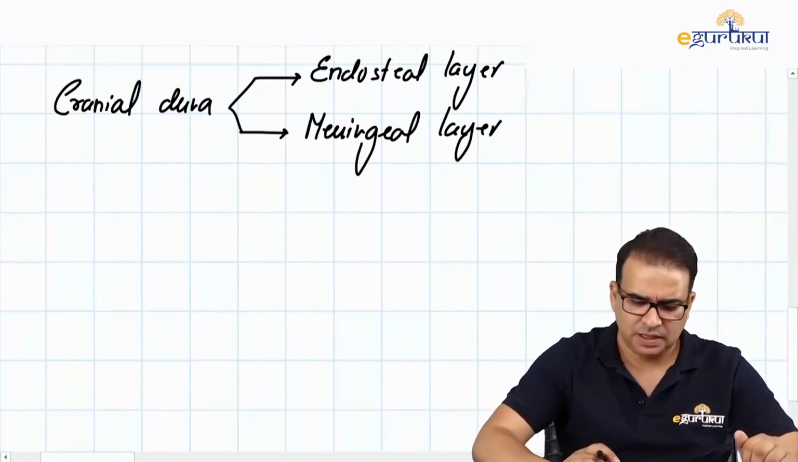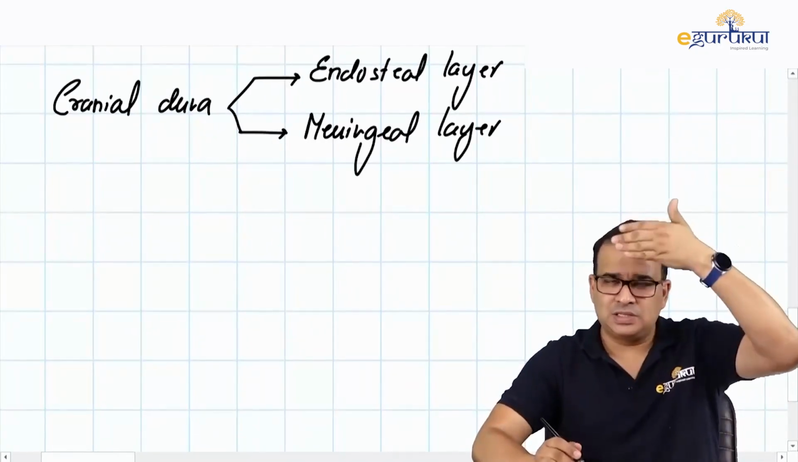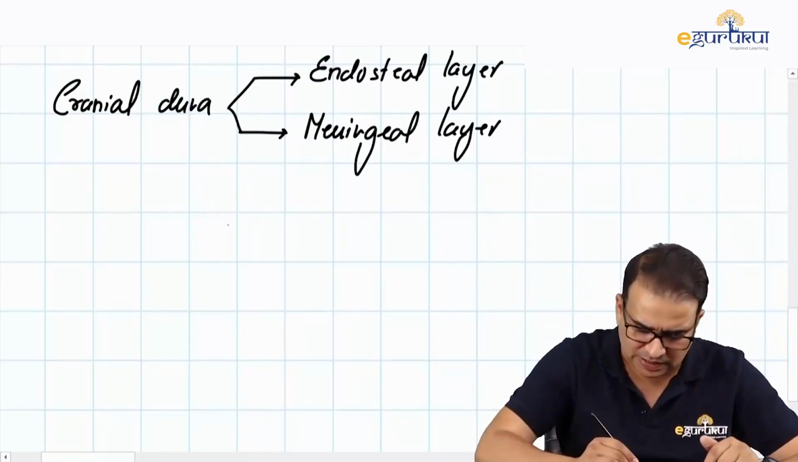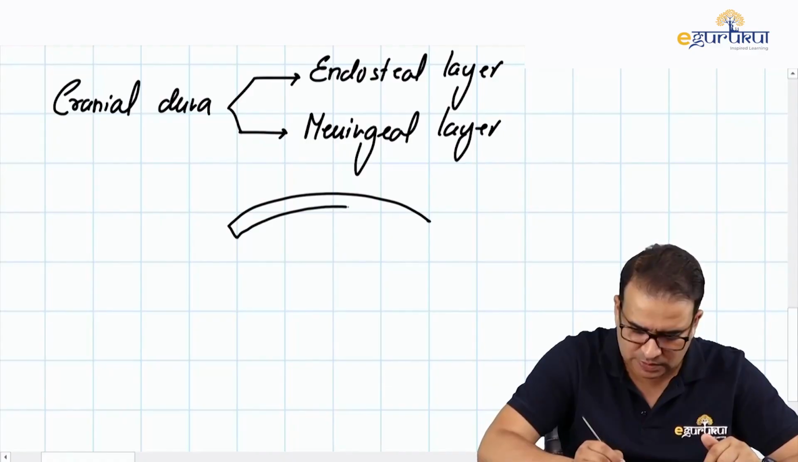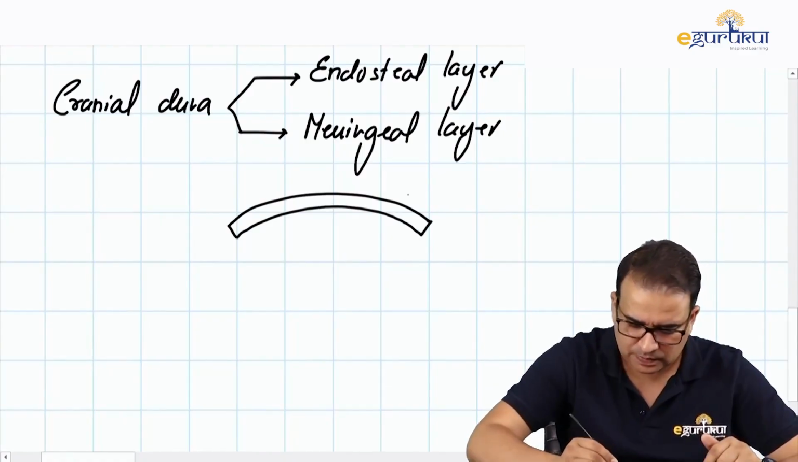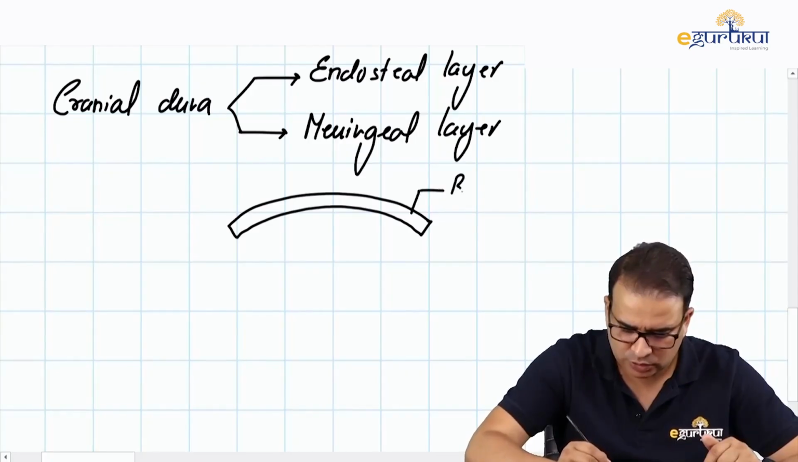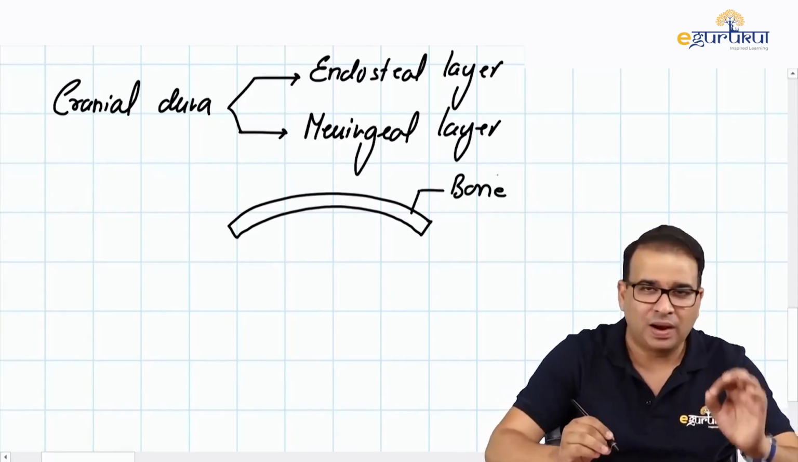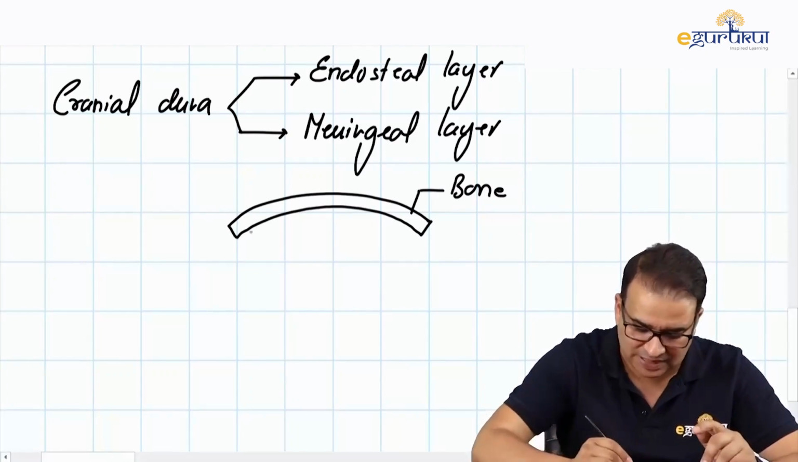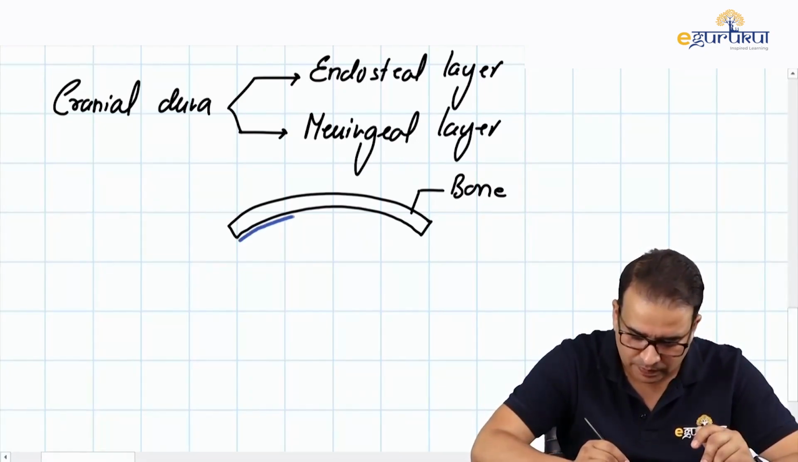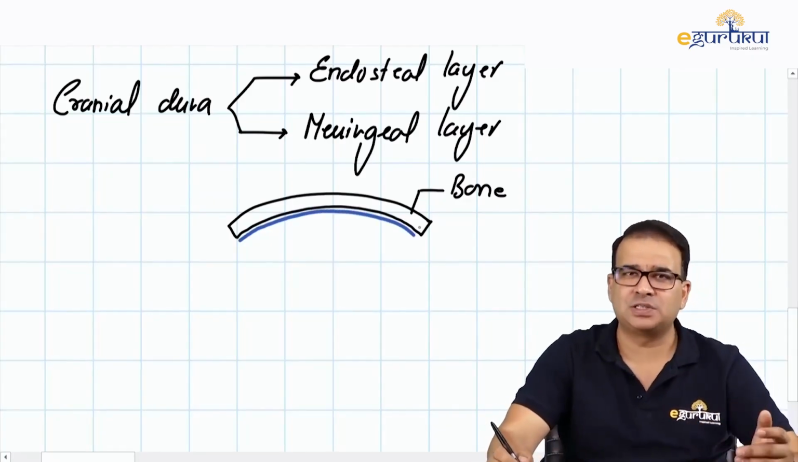Now let me explain that diagrammatically, guys. If we take a coronal section of the skull, or simply let's say this is the skull bone you're looking at, and let's presume this is a coronal section. So that's a skull bone. We have one layer of the cranial dura mater which is adherent to the bone only. This is called the endosteal layer.